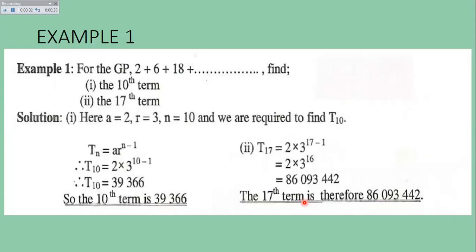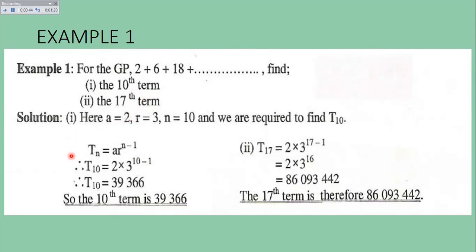Okay, example one. For the GP, 2 plus 6 plus 18 plus dot dot dot, find the 10th term, find the 17th term. Have you seen how simple these things are? You've been told to find the 10th term and the 17th term. Already, like I was mentioning, if we are looking at the 10th term, we are simply looking at A times R power 9. Are you following that?